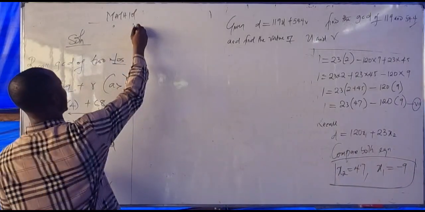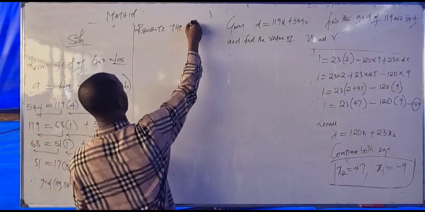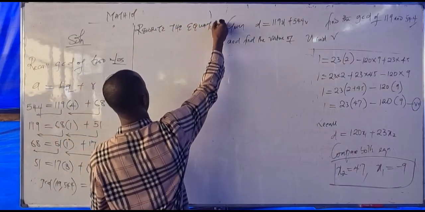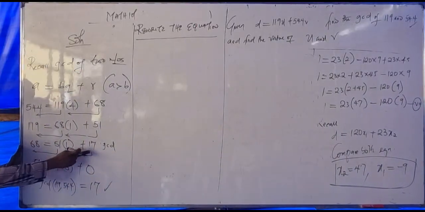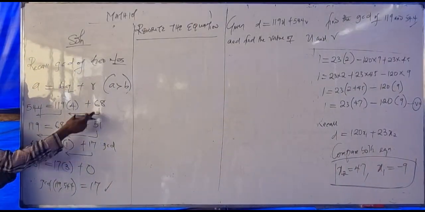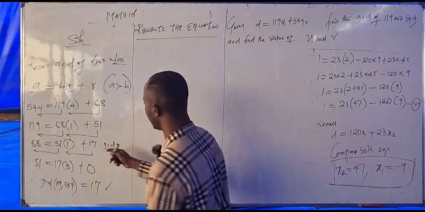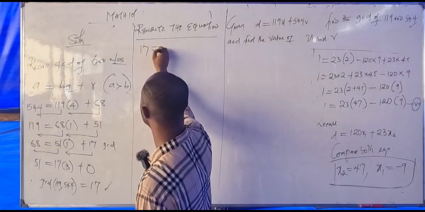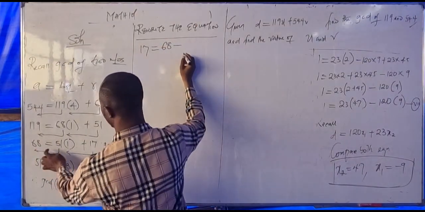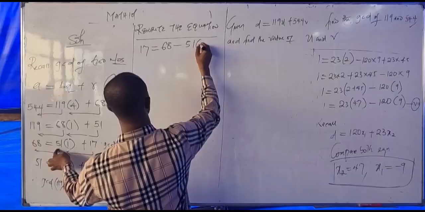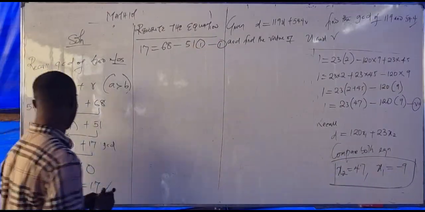Okay, so we have to rewrite the equation starting from the GCD. Now let's revise. I'll make these numbers here, 17, 51, 68, stand alone. So 17 equals what do you have here? 68 minus 51 times 1. Equation 1 is this. We'll make all of these stand alone as the subject of the formula.